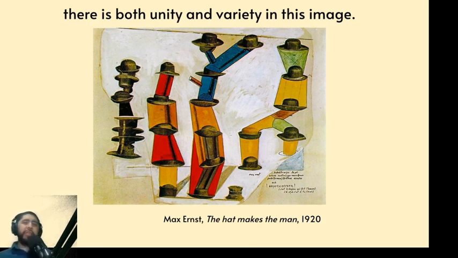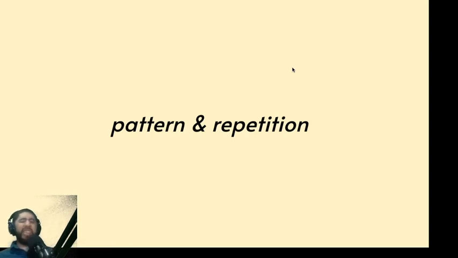Unity and variety in this image. So the unity is within the hat, and the variety is how the hats connect to each other. Like it's orange here, yellow here, green here. It's fun to be able to mix those up.